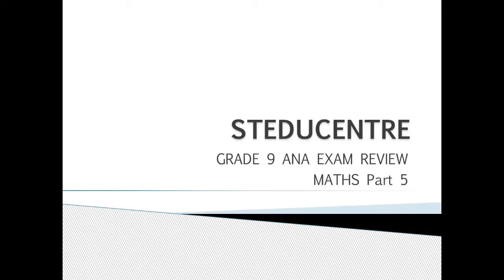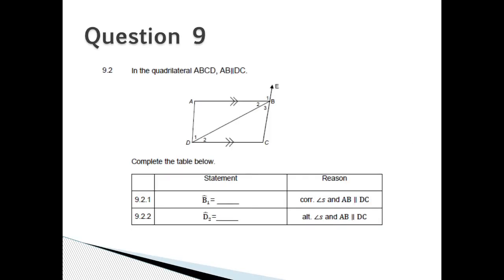The Steducentre Grade 9 A&A Exam Review, Maths. Part 5. In the quadrilateral ABCD, AB is parallel to DC.